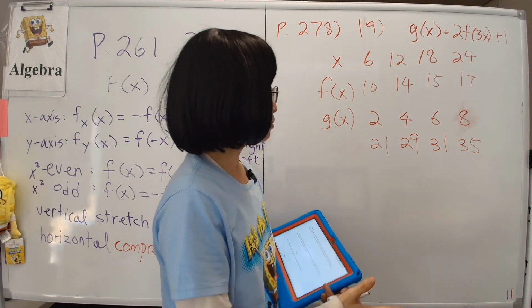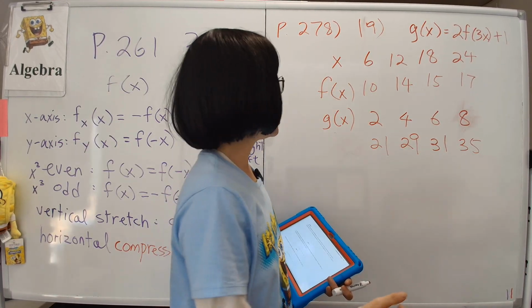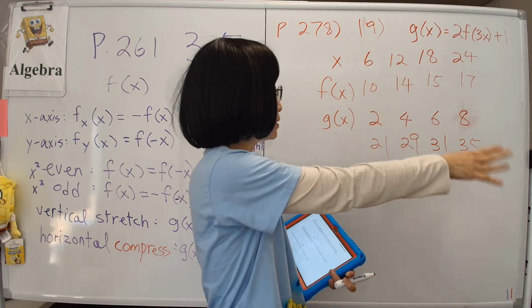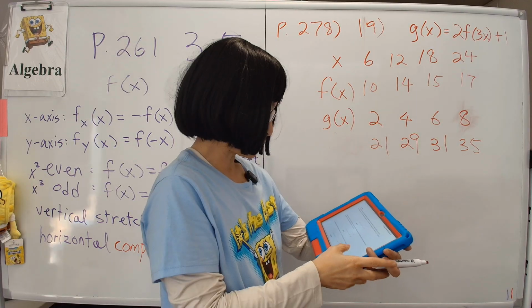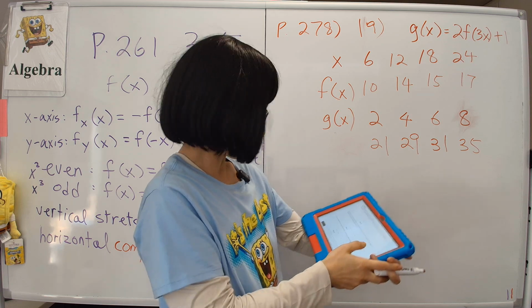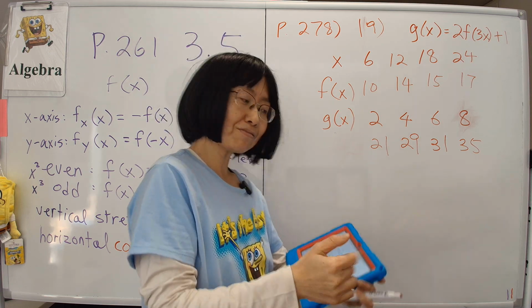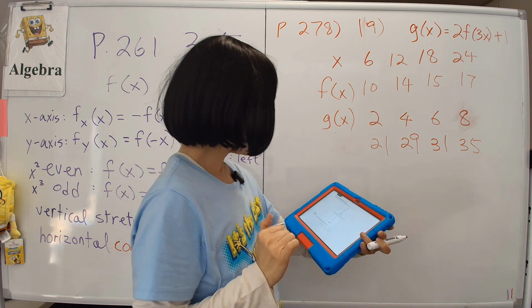The only difficult or unusual thing to do here is that because f of x's domain is so limited, we have to redesign g of x's domain to have everything make sense. And that should be, yep, 21, 29, 31, 35. That is the right answer.